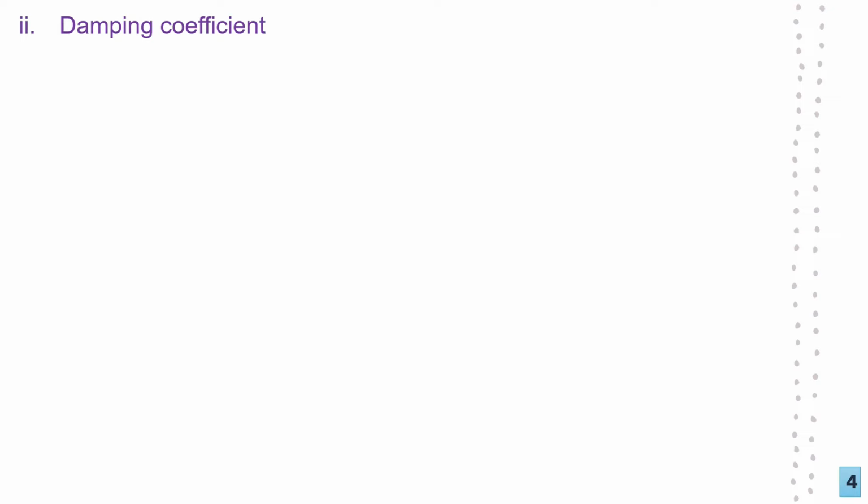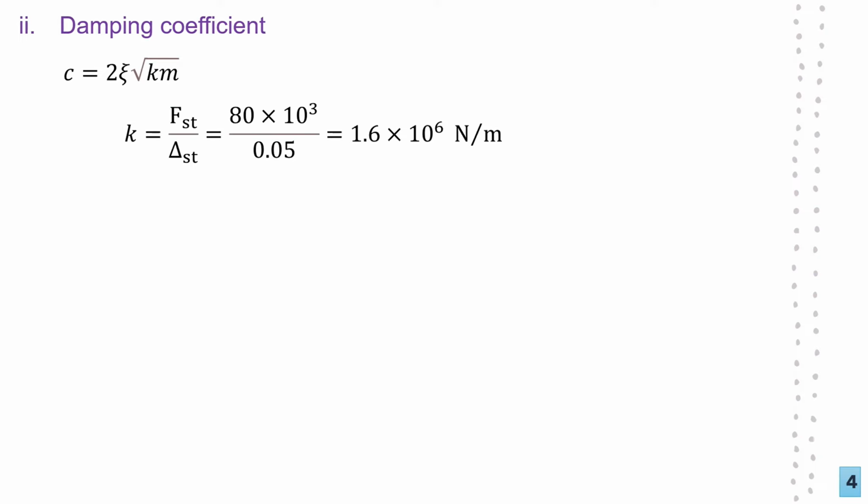But number 2, the damping coefficient. The damping coefficient, C, is given by this equation. Again, just go to lecture number 3, and you'll be able to see this expression. So you see now the stiffness is required here, and from the information you're given, the static force and static displacement, you can get the stiffness. Then the mass.